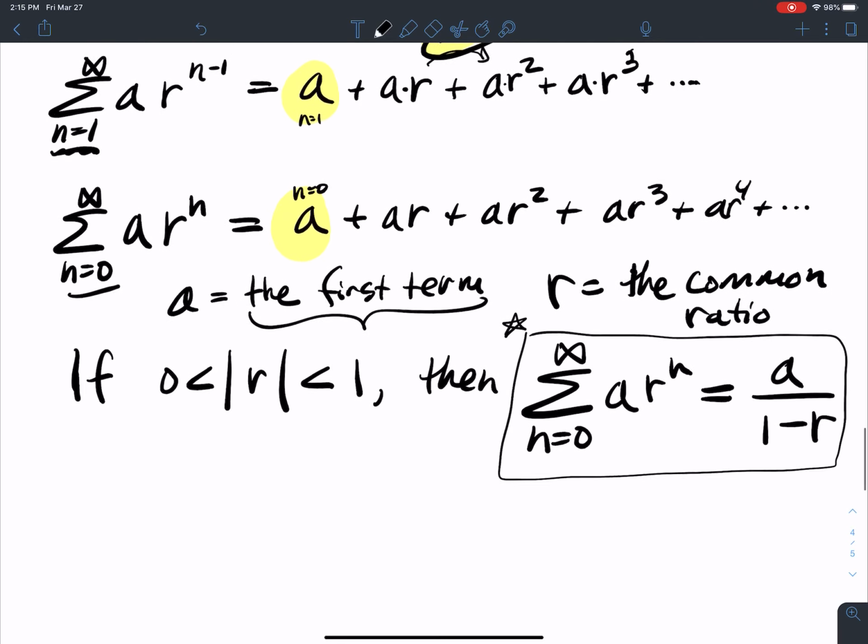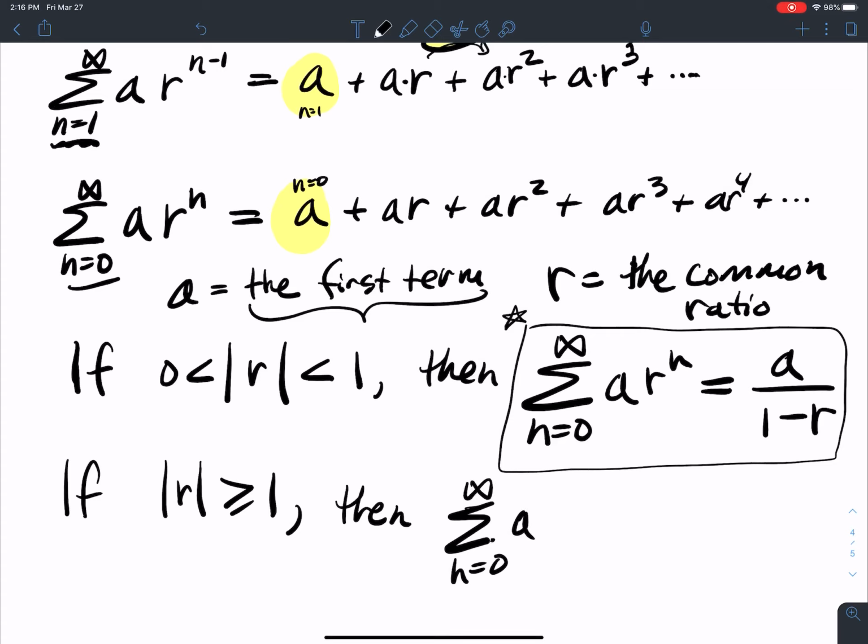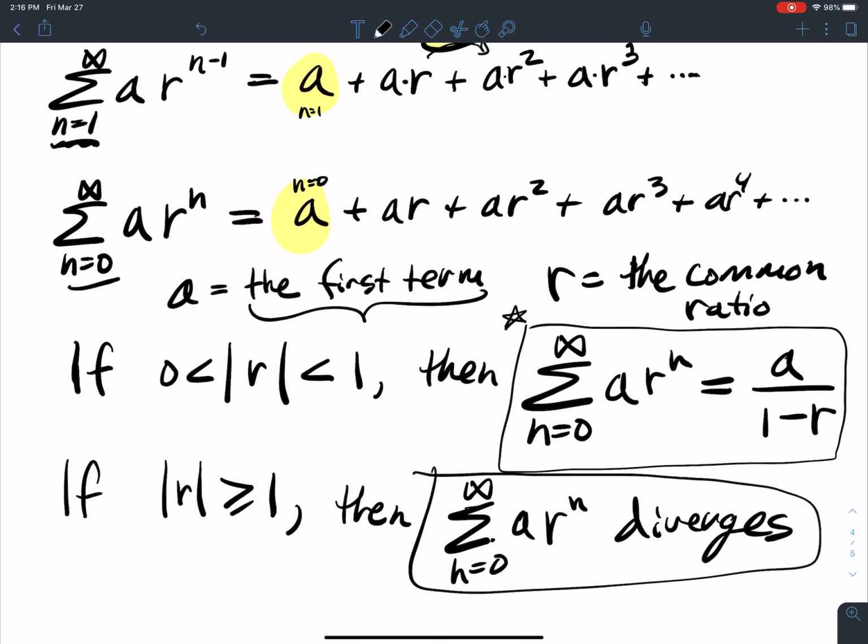Okay? If I have the absolute value of r greater than or equal to 1, then the series n equals 0 to infinity of a r to the n diverges. So if my common ratio in absolute value is greater than or equal to 1, then the series will diverge.